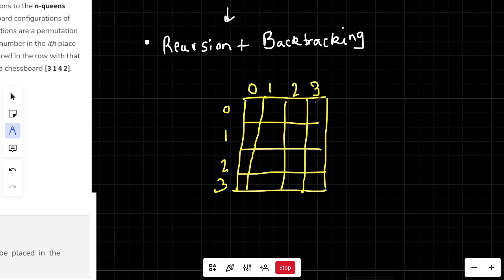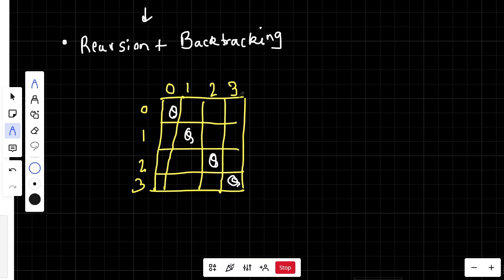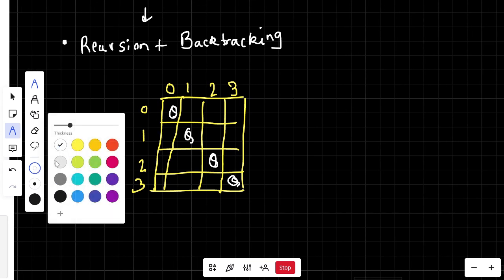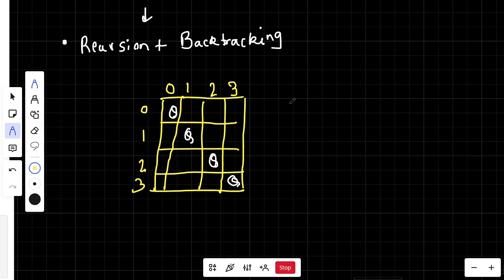Once I have given the indexing, I am going to place the queens in the chessboard. Say, for example, I'm putting a queen over here, over here, and over here. Now you will ask me, why did you place the queens like that? What is the logic of this N cross N chessboard and why are we using this? So there are some constraints.